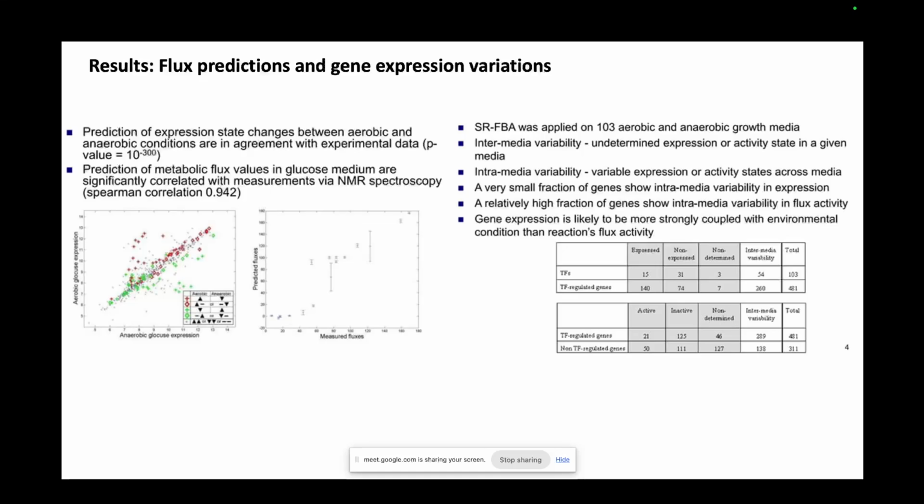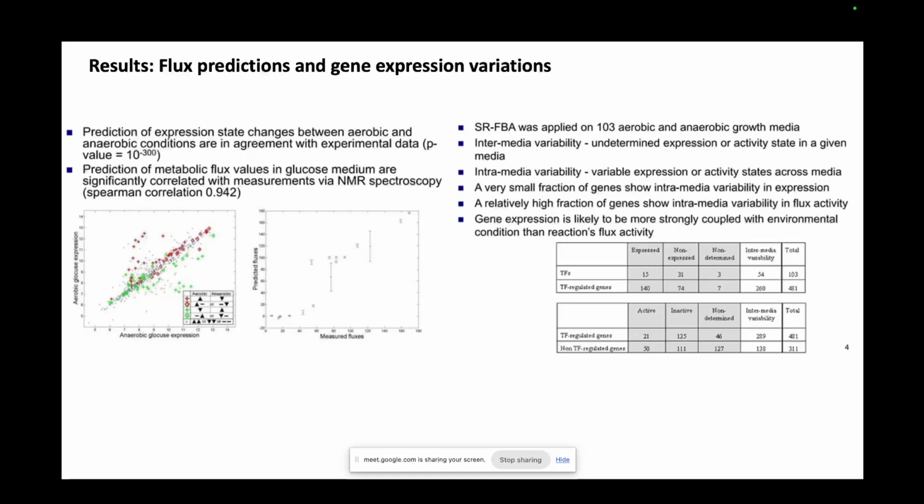Now, if you apply SRFBA on 103 aerobic and anaerobic growth media, intermedia variability was undetermined expression or activity state in a given media. And there can also be intramedia variability, which is variable expression or activity states across different media. Now, a very small fraction of genes show intramedia variability in expression. A relatively high fraction of genes show intramedia variability in flux activity. So this is actually very important.